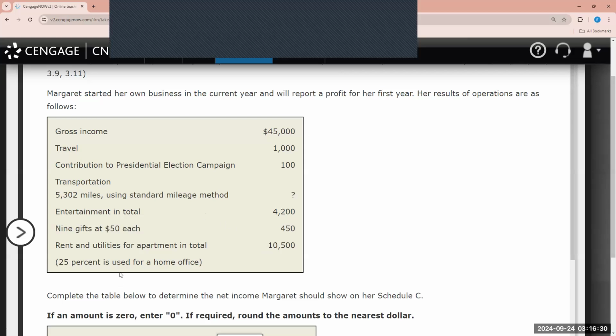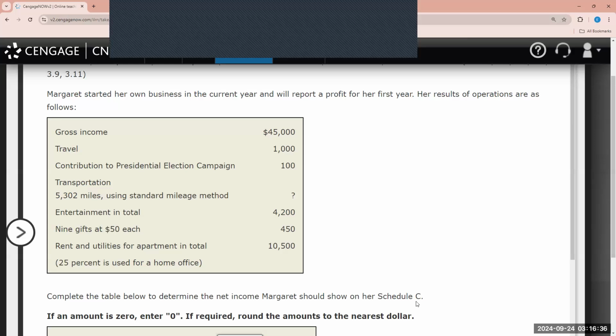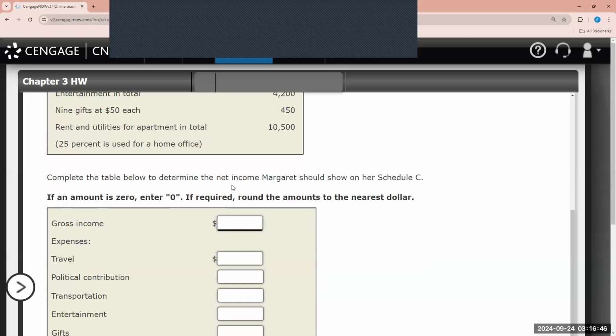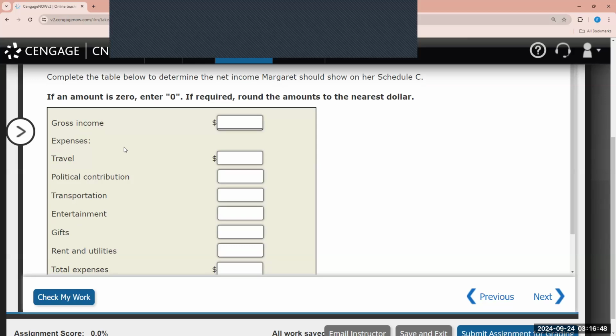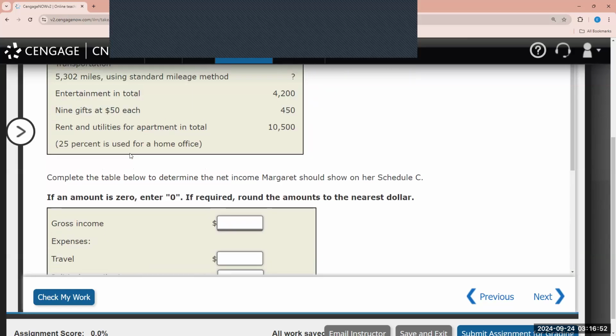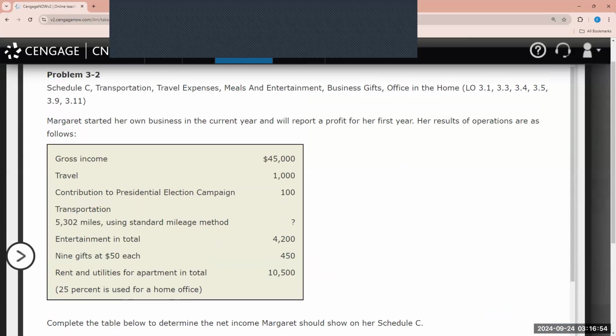All right. So here it is asking us to complete the table below to determine the net income Margaret should show on her Schedule C. It says Margaret started her own business in the current year and will report a profit for her first year. Her results of operations are as follows. It wants us to determine our gross income, our expenses, travel, etc. So we'll take a screenshot of this.